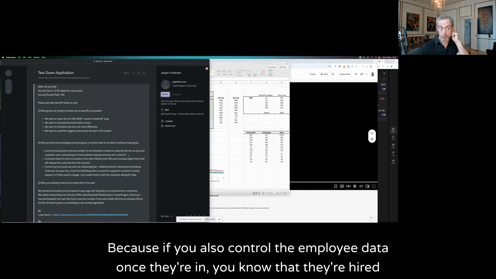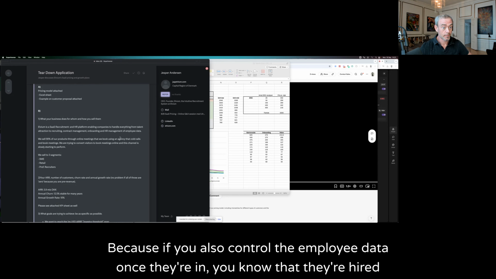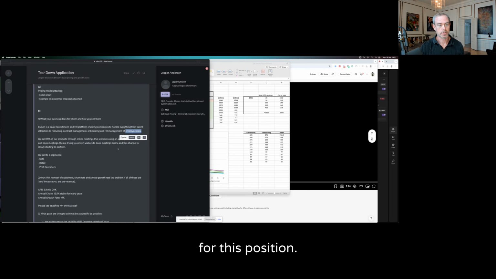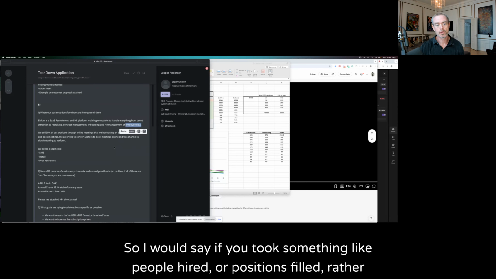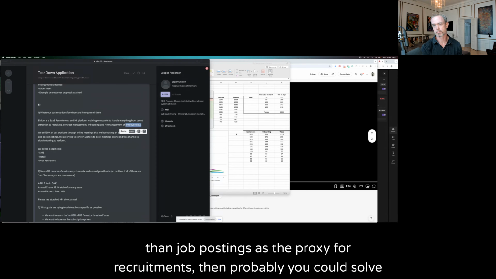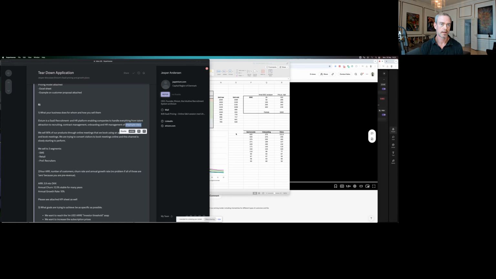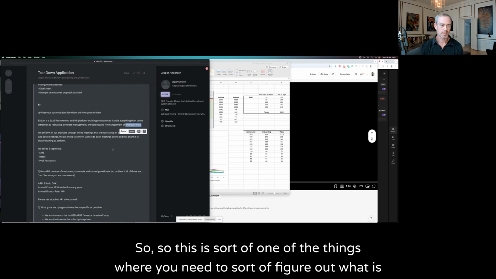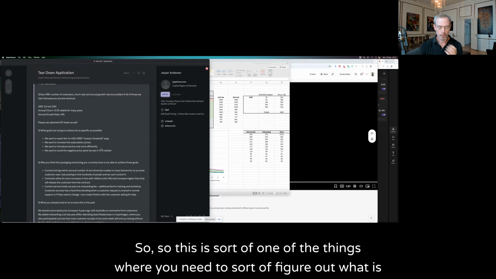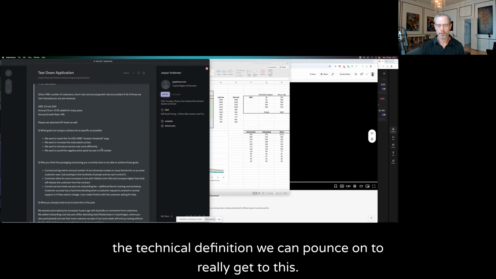Because if you also control the employee data once they're in, you know that they're hired for this position, right? So I would say if you took something like people hired or positions filled rather than job postings as the proxy for recruitments, then probably you could solve for this issue, right? So this is one of the things where you need to figure out what is the technical definition we can pounce on to really get to this.